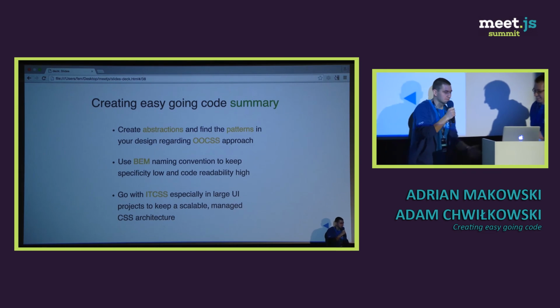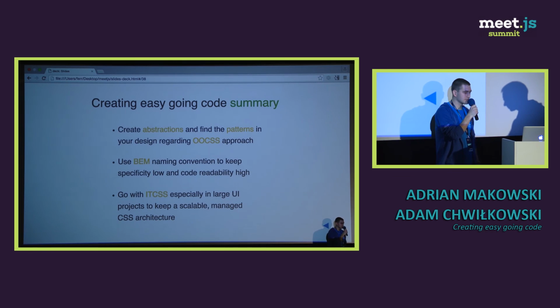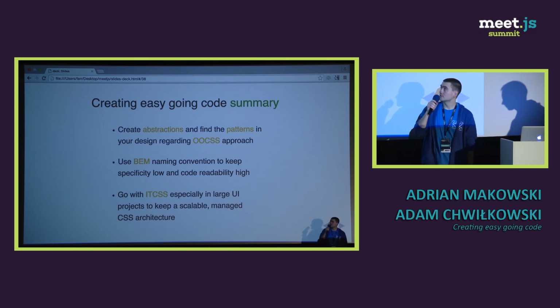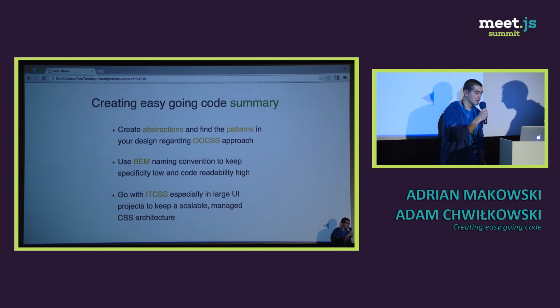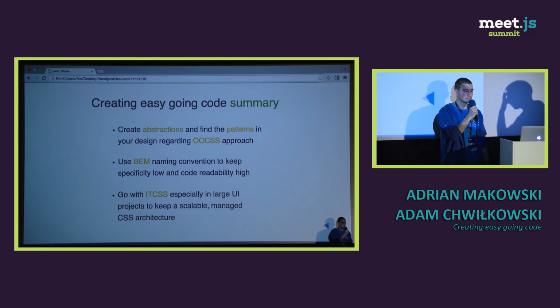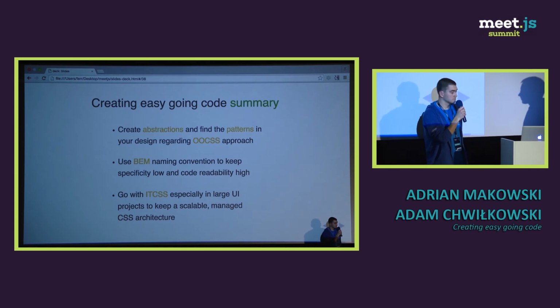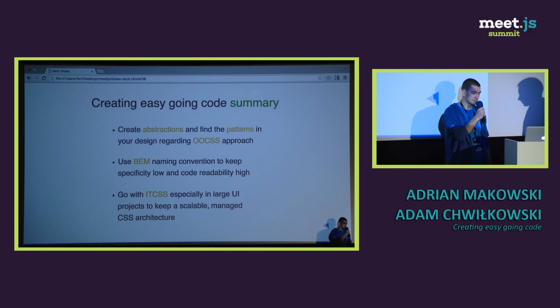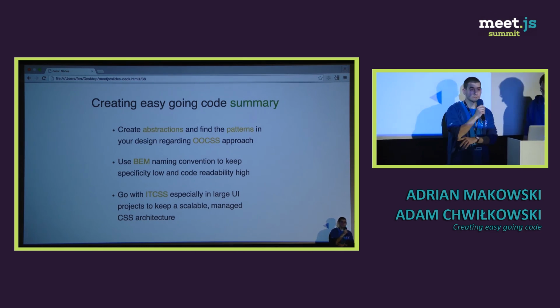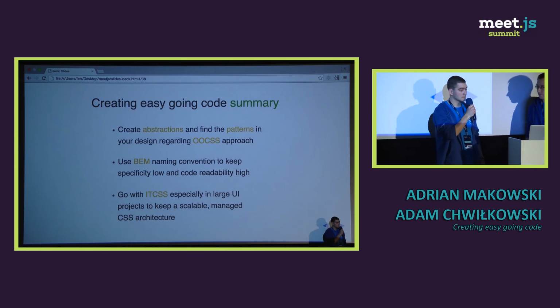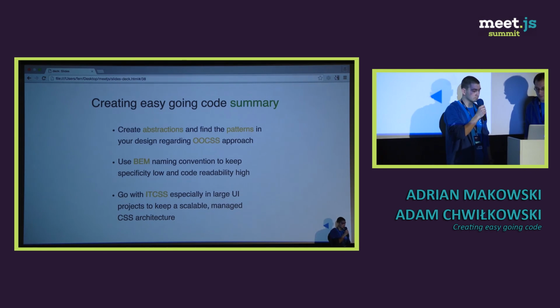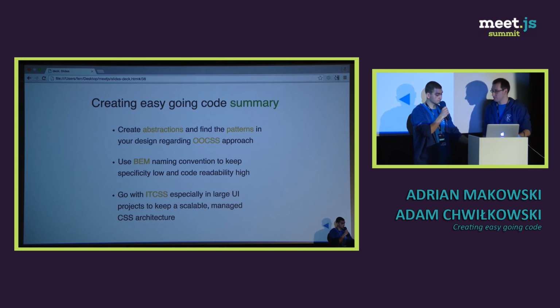Anyway, I just want to sum up my part regarding CSS architecture. As I said, create abstractions, try to find patterns in your layout designs. Definitely go with the OOCSS approach. Use the BEM naming convention to keep the specificity low and code readability high. And it's really worth trying ITCSS, especially in large UI projects, to keep a scalable, manageable CSS architecture, especially when you work in a cross-functional team. So, yeah, those are the 3 main points that I wanted to cover in CSS architecture.